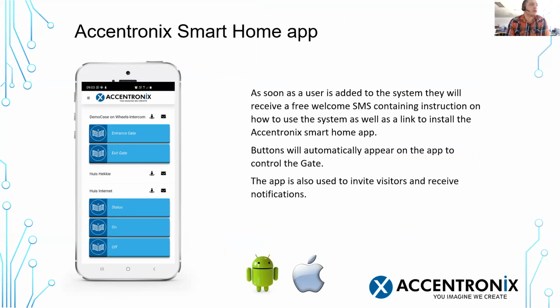Okay, just an example of the Accentronix Smart Home app. As soon as a user is added to the system, they will receive a free welcome SMS that will contain instructions on how to use the system, as well as a link showing how and where to install the Accentronix Smart Home app. As soon as the app is installed on the resident's phone, the buttons will automatically appear, and they can use those buttons to control the gate. You'll see that the app is also used to invite visitors, and you can also receive your notifications through the app.